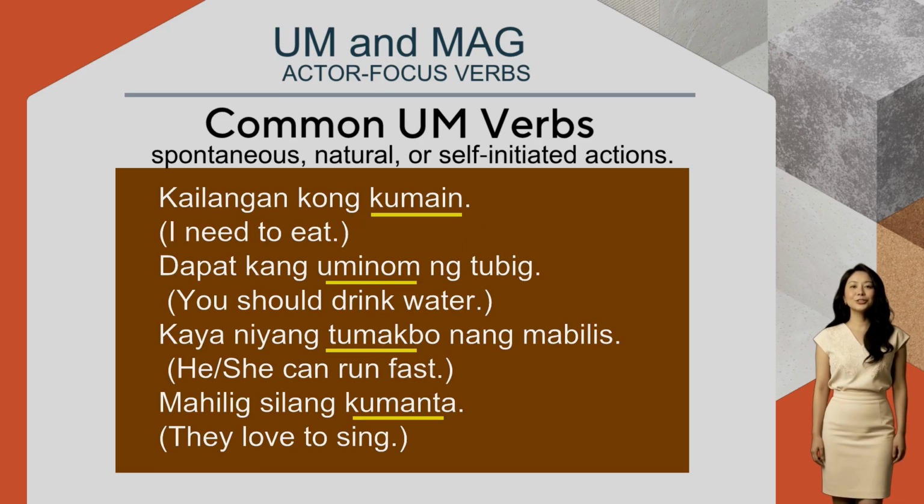Now, let's use these verbs in simple sentences so you can hear how they sound in real conversation. Kailangan kong kumain. I need to eat. Dapat kang uminom ng tubig. You should drink water. Kaya niyang tumakbo ng mabilis. He or she can run fast. Mahilig silang kumanta. They love to sing.